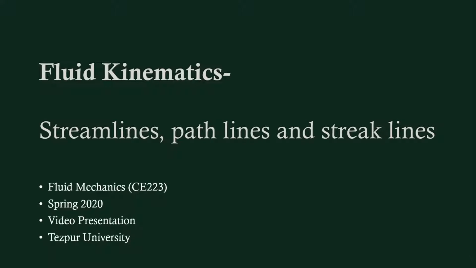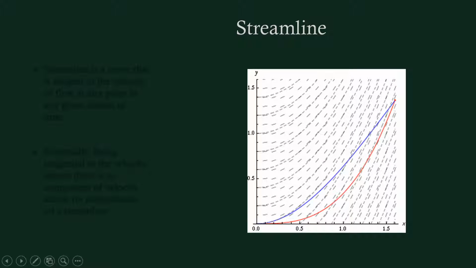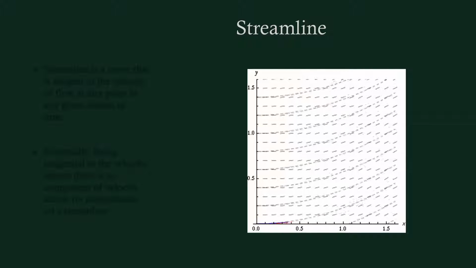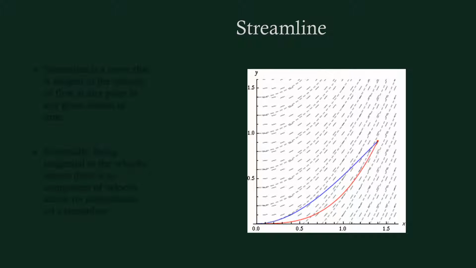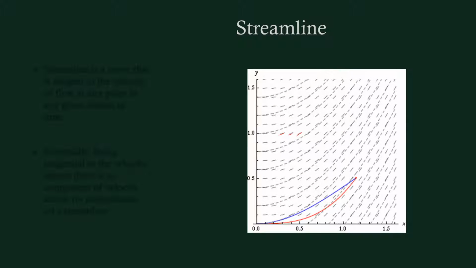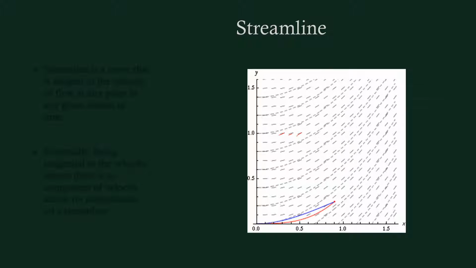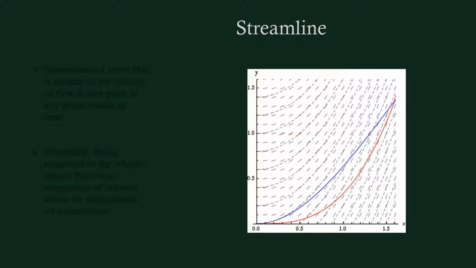Hello everyone. In this lecture we are going to learn about the concepts of streamlines, pathlines and streaklines in fluid mechanics. Here you can see a velocity field or a flow field. You see those larger dashes that remain in their places but just keep rotating at their own places. So those represent the flow field at that point. So their orientation represents the velocity direction.